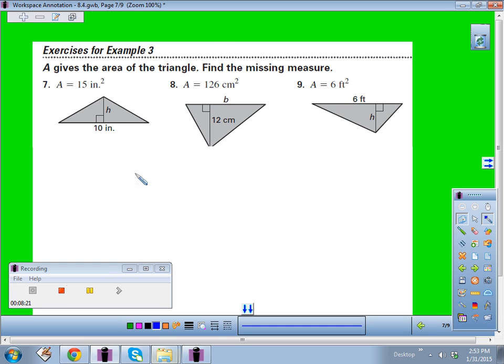Alright, so take this time to do number 7, 8, and 9, calculating the missing height or base in each problem.